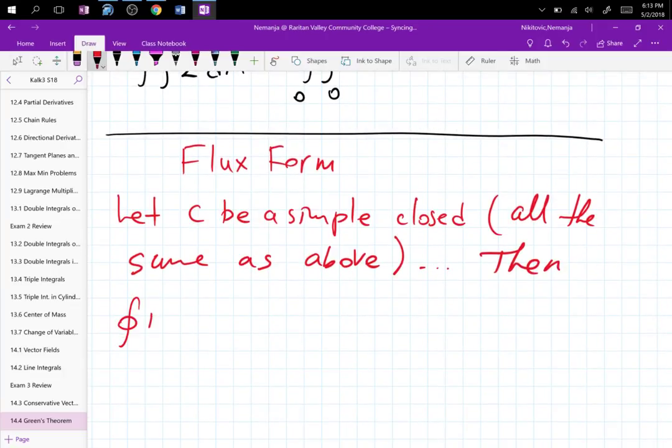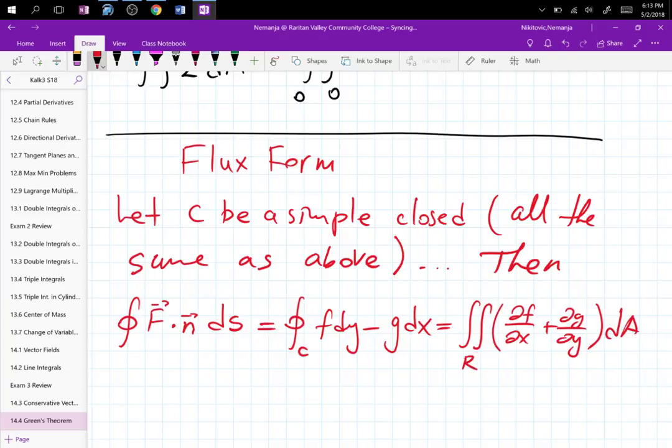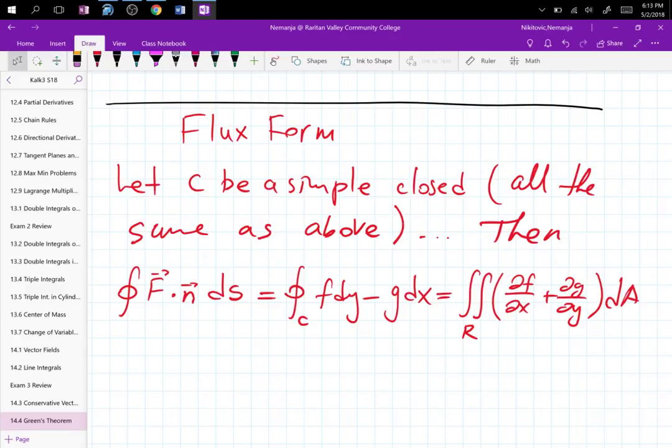So we are dotting this with the normal vector, if you remember any of these things parametrized on the arc length, to get our form of f dy minus g dx, which gives me now the double integral of df dx plus dg dy dA over region R, and region R is what you enclose. Again, the same specs as before.